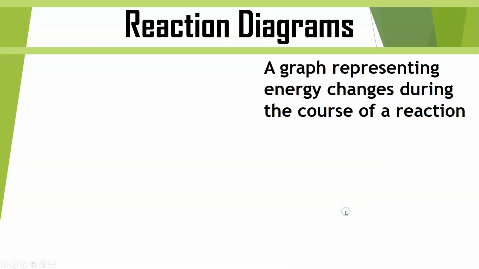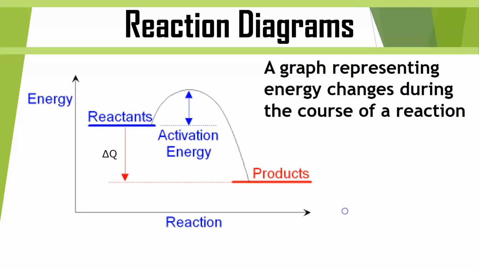A reaction diagram is going to be a graph, and it's going to represent the energy change as the reaction is occurring. So if we look, we have energy, and this is as time goes on, as the reaction proceeds. We don't usually put units down there, we just leave it like that.